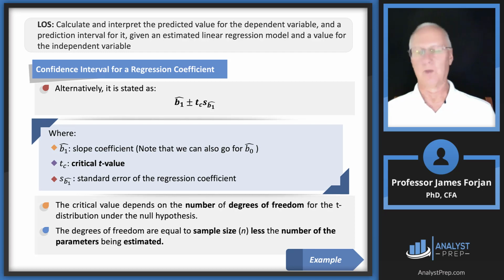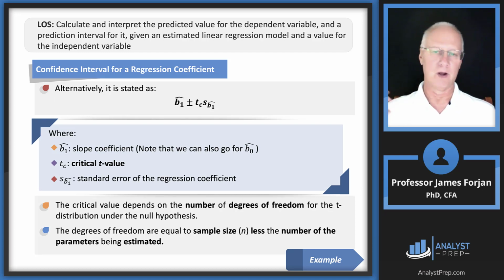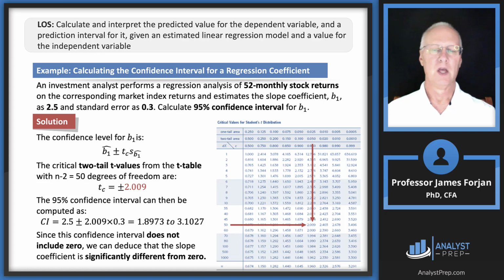We're taking our slope coefficient, plus or minus, again, the critical value multiplied by the standard error of the regression coefficient. So here's a good example. Let's go back to our 52 monthly stock returns. What did we have? We had the slope coefficient 2.5, standard error was 0.3, 95%. So look that number up on the table, and we did that before, 2.009. So we're going to take our slope coefficient, which is 2.5, plus or minus our critical value of around 2, times the 0.3 standard error.